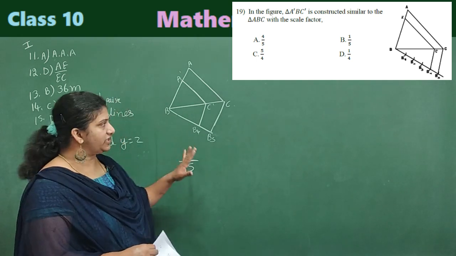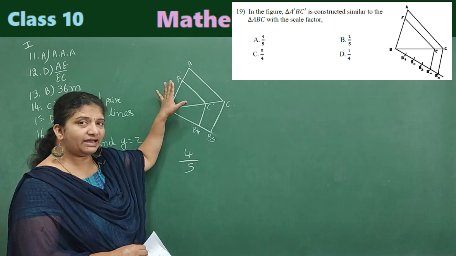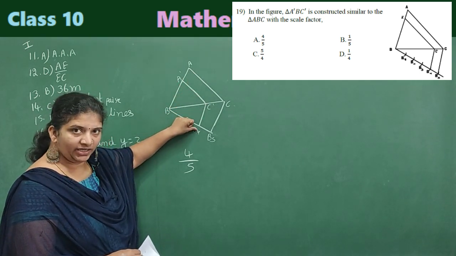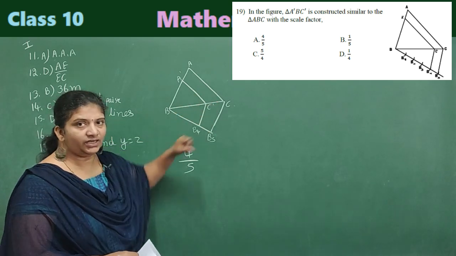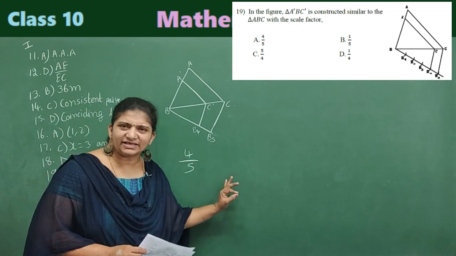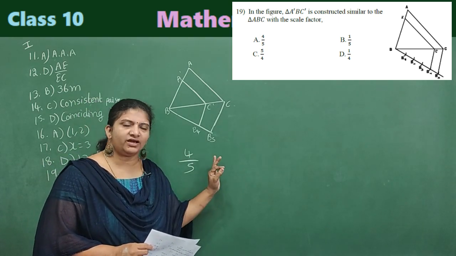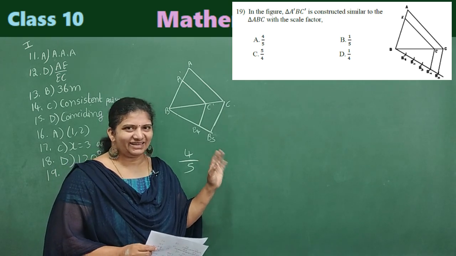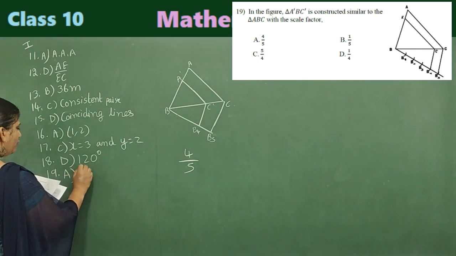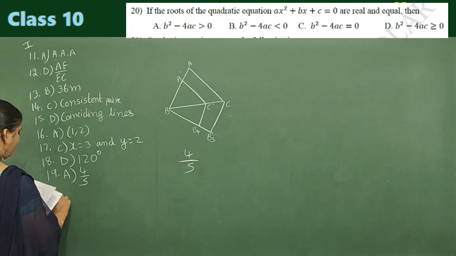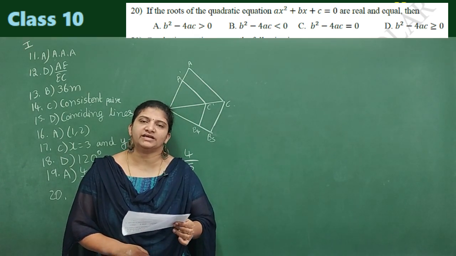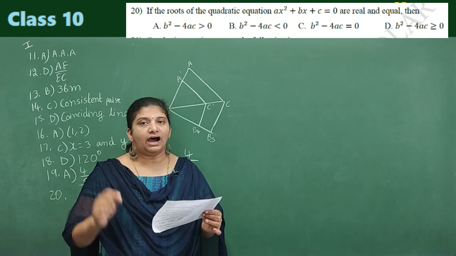But now your question, the new triangle is inside the triangle. Then observe this one for the numerator and observe this one for the denominator. That is 4:5. See, this is very simple. Try to observe the figure carefully and understand it. Right? So what is your option here? Option A, 4/5. 20.